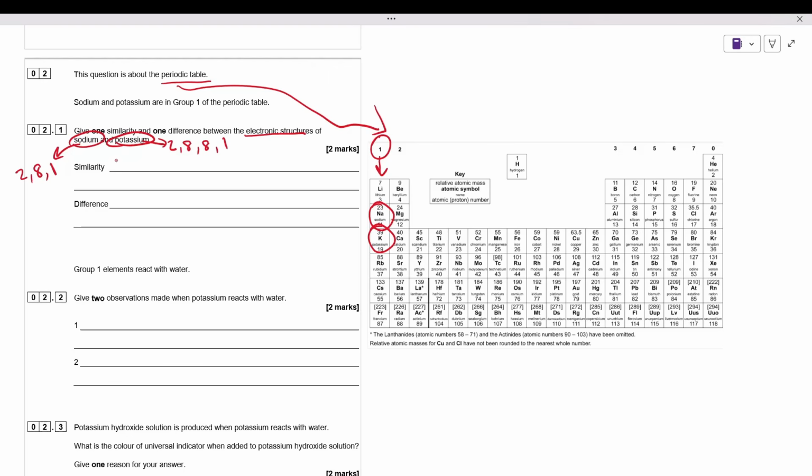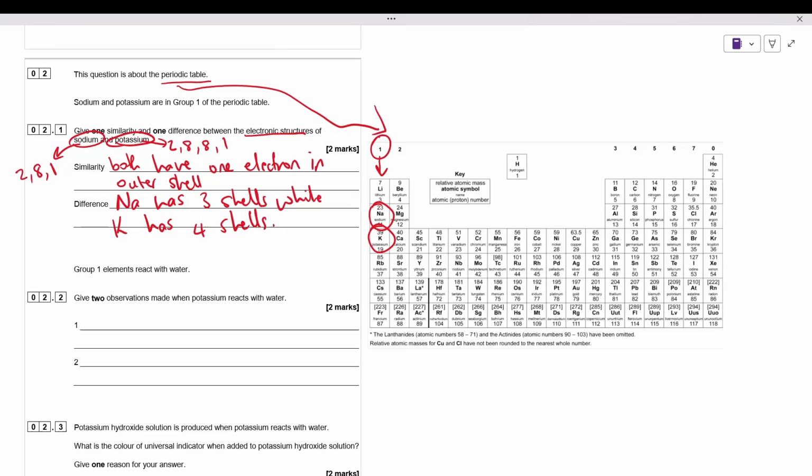Okay, so now using that electronic structure information, we're going to give one similarity and one difference. One similarity: they both have 1 electron in the outer shell. And the difference: the number of electron shells for each is different. So we can state that as a difference. Sodium has 3 shells, while potassium has 4 shells. Right? So now we have one similarity and one difference, and it's based on their electronic structure, nothing else.